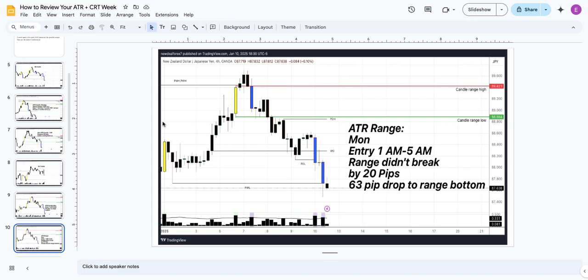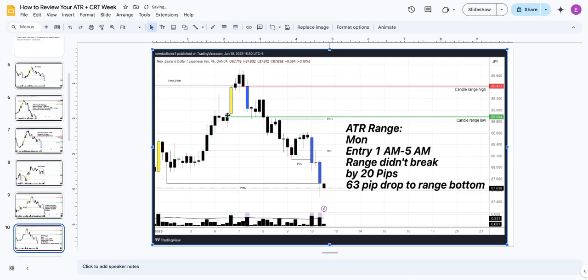So let's keep going. This is the New Zealand dollar. I'm sorry, New Zealand yen. So this one right here, we had our ATR range once again on Monday. Price did not break decidedly above by 20 pips. So the range, to me, was still valid. We got some railroad tracks here. And there was a 63 pip drop to the bottom of the range. So a good entry would have been anywhere. This was the money candle right here. So getting in anywhere here in this range, even at this candle open right here, the open of this blue candle, you likely would have caught a 50% retracement right here as well on the top of this candle here, and then take that down and get 63 pips. Done deal.